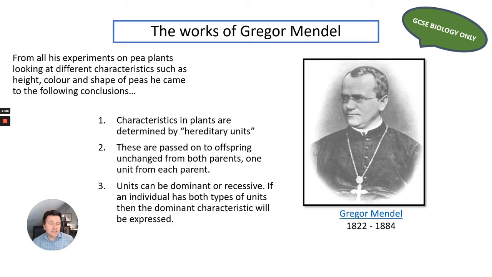From all his experiments on the pea plants, looking at different things such as height, colour, shape of peas, he came to the following conclusions, and you need to learn these for your exam. Characteristics in plants are determined by hereditary units. These are passed on to offspring unchanged from both parents, 1 unit from each parent, and units can be dominant or recessive. If an individual has both types of units, then the dominant characteristic will be expressed.